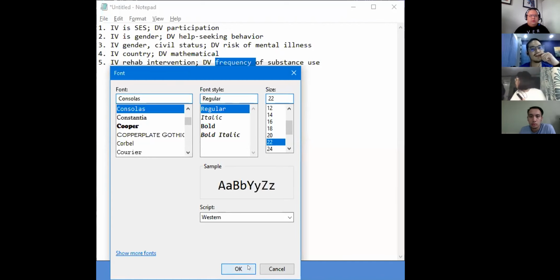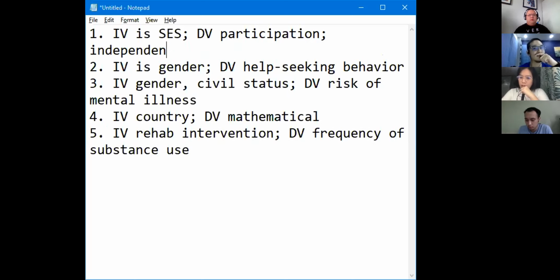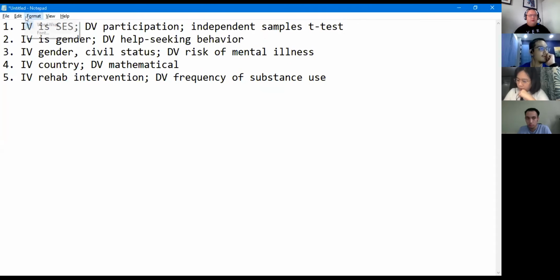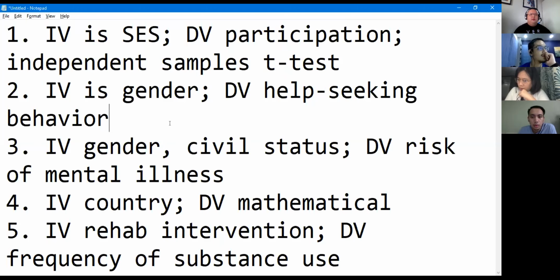Okay. So ano yung test mo? One-way ANOVA? Number 1? Hindi ba independent samples? Two levels lang yung IV. Okay, so for 2, t-test na ito, no? This is only t-test.